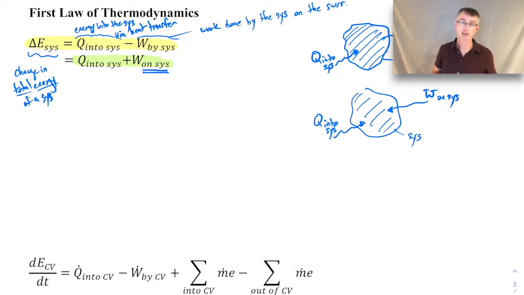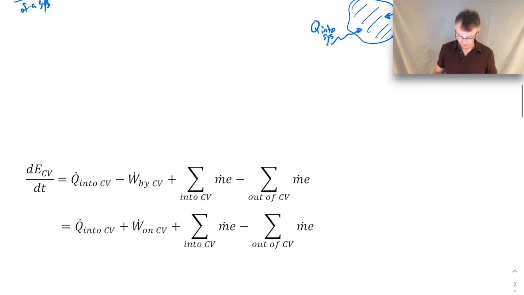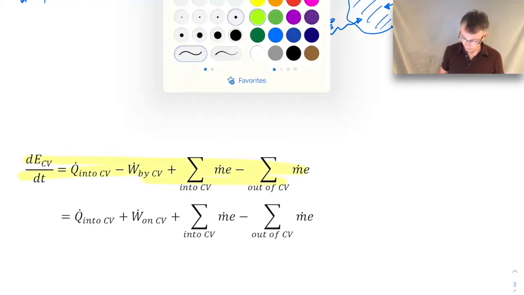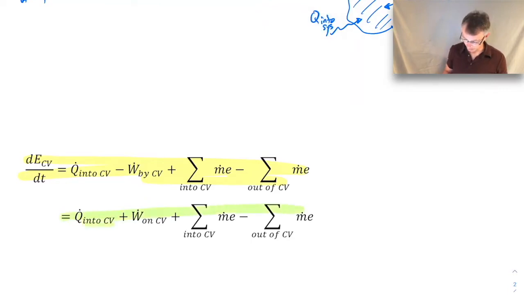We can also write the first law of thermodynamics for a control volume. Remember, a control volume is a particular region in space that we're analyzing. So mass can come in and mass can go out. It's just a volume in space. And so here's the expression for the first law for a control volume. I've written it a couple of different ways. Here I'm highlighting it in yellow in the form that you normally see, and then in green that corresponds to the form where you're doing work on the system.